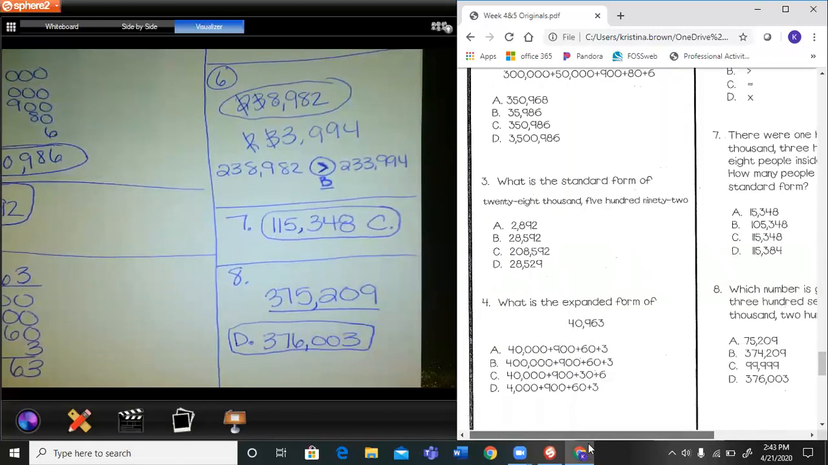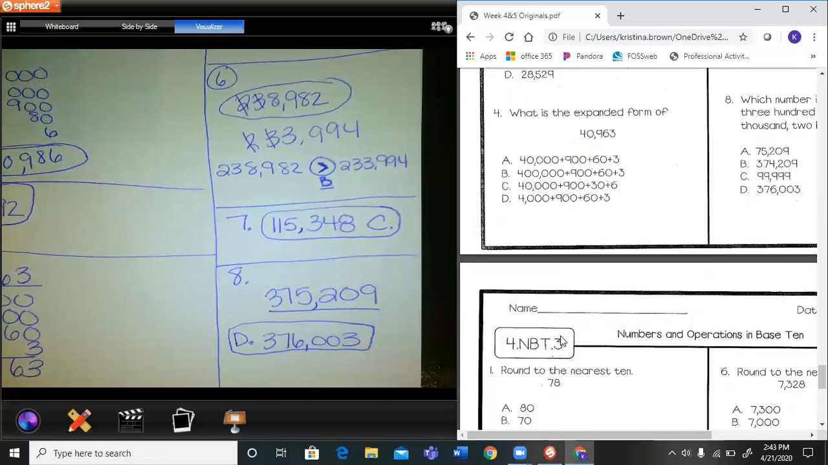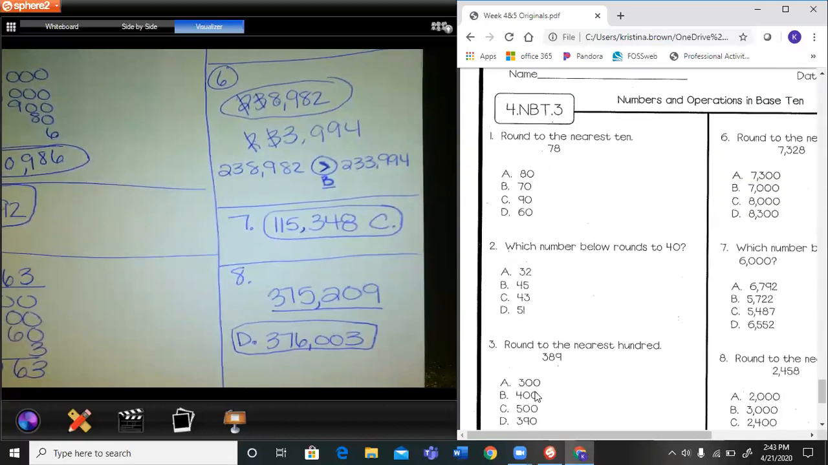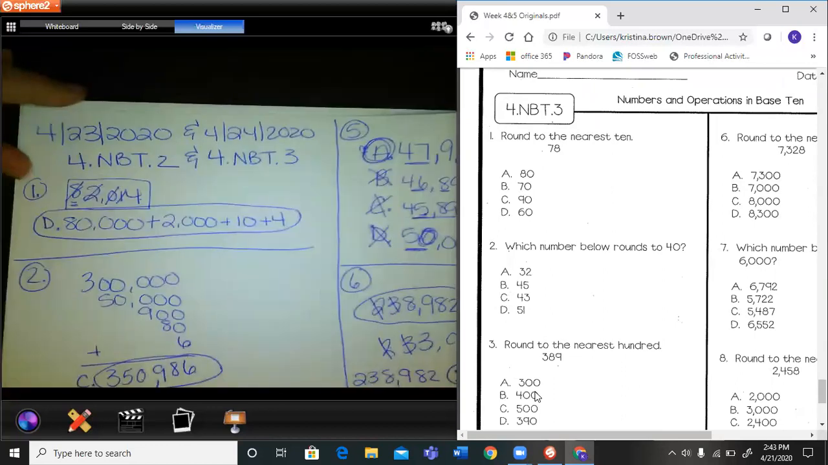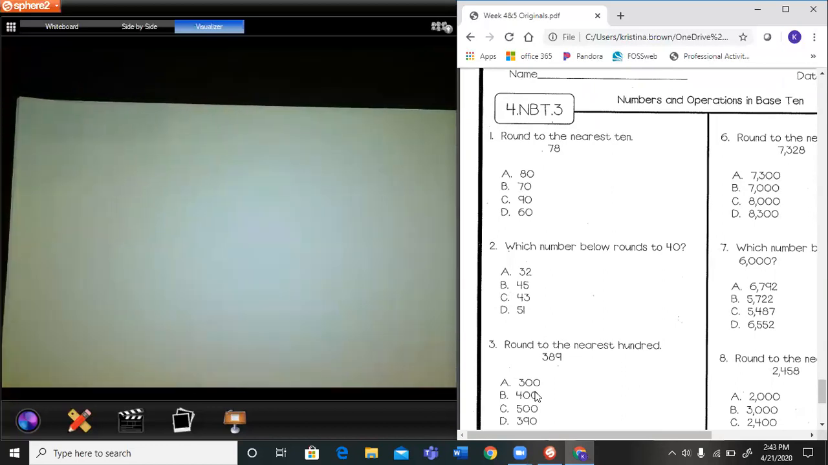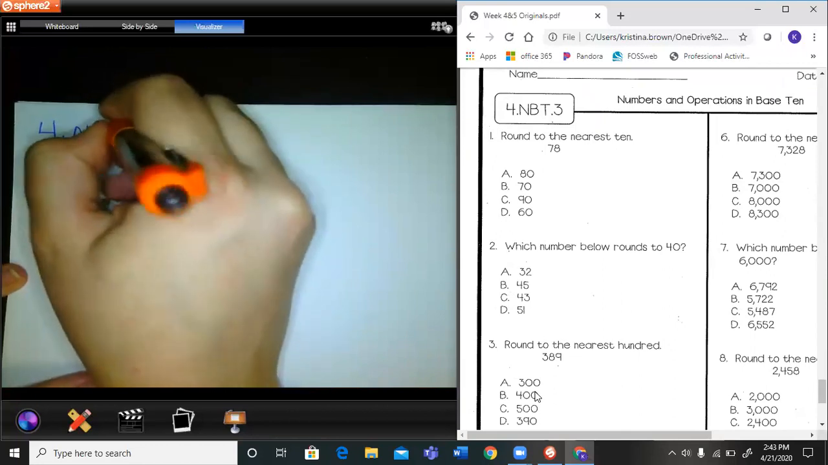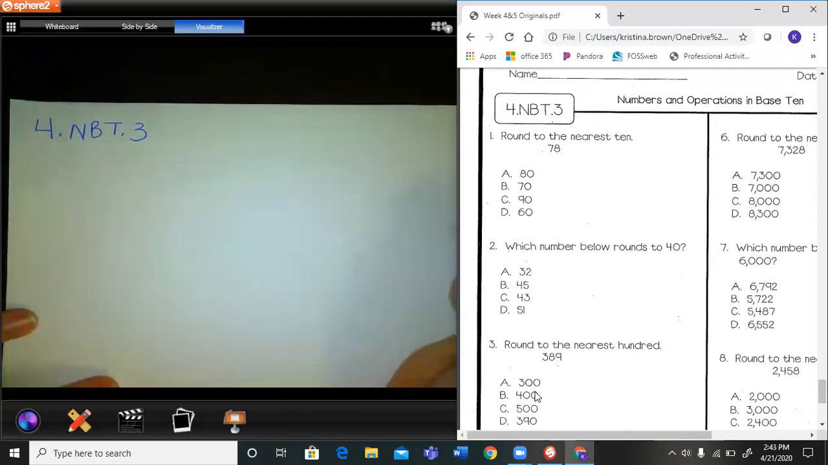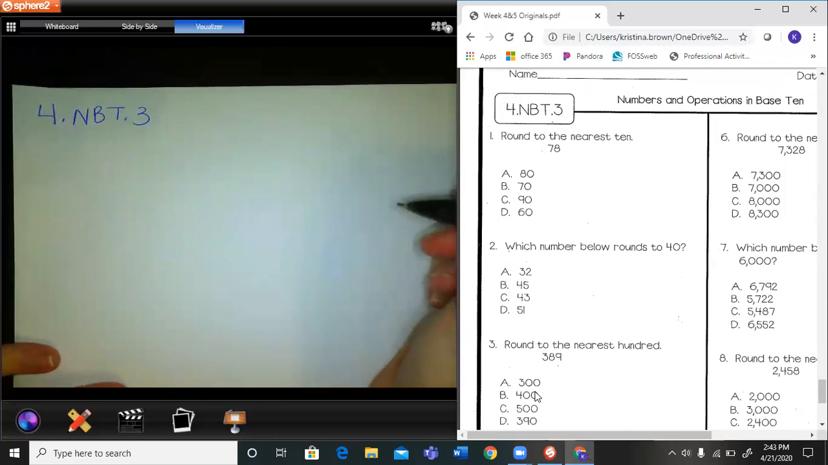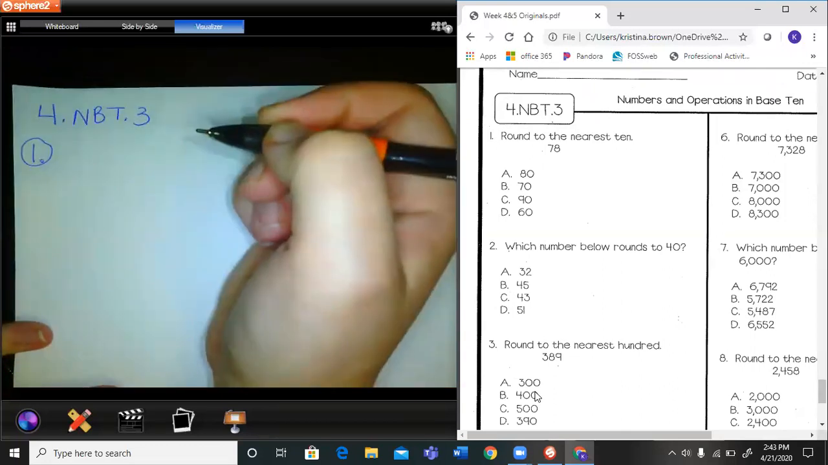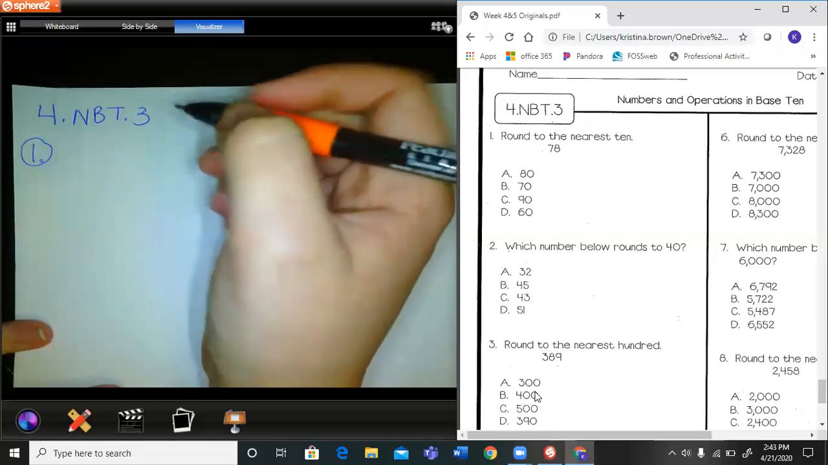All right, now we are going to move on to our last page for this week. NBT3, and I'm going to move my paper so we can have a blank space to work. Again, this is for NBT3. Here we're going to be rounding on the first question. So number 1, it says round to the nearest tens place.